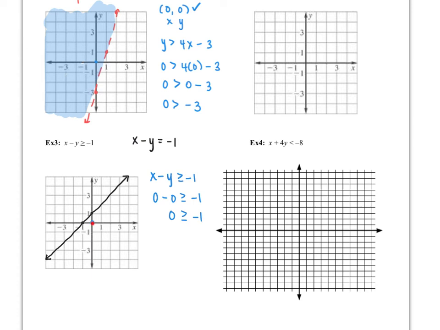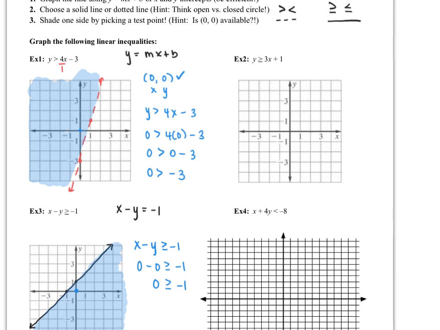That means the origin is in fact a solution to this inequality, and it's on this side of my line. So I'm going to shade this side as well, going right up to my boundary line. And so this time, any point within the shaded region, as well as along my boundary line, are solutions to my inequality. Pause the video to try examples 2 and 4. Press play when you're ready to check your answers.